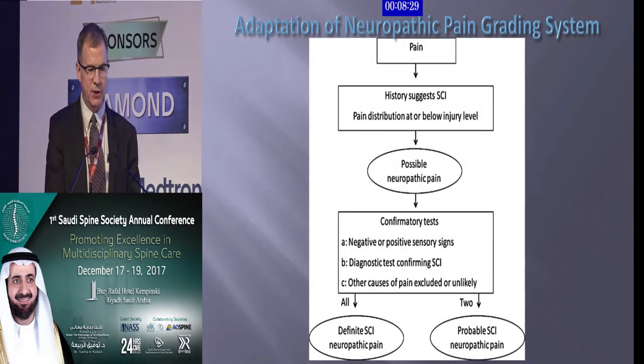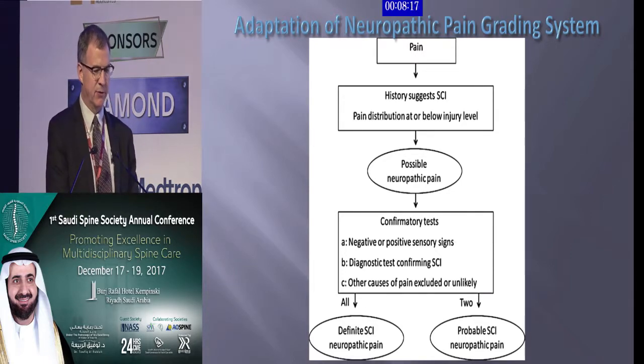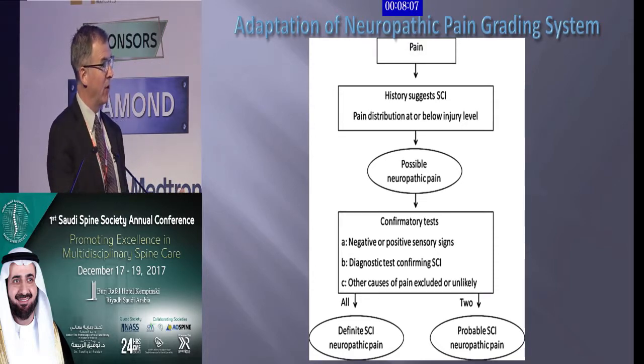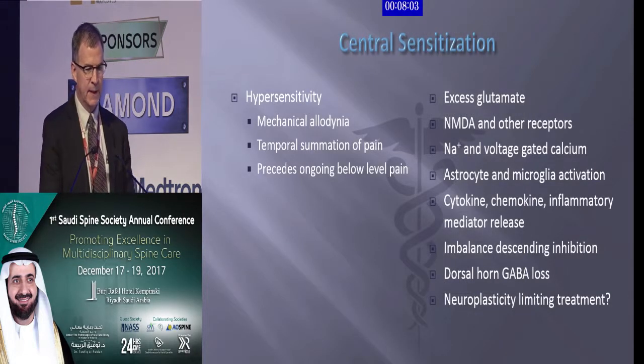So this adaptation of the neuropathic grading system is to look at their pain. If they have a spinal cord injury and they have pain distribution at or below the level, confirmatory tests of negative or positive sensory signs, diagnostic tests confirming the spinal cord injury, and other causes of pain excluded: if they have two of those, it's probably SCI neuropathic pain. If they have all of those, it's definite SCI neuropathic pain.